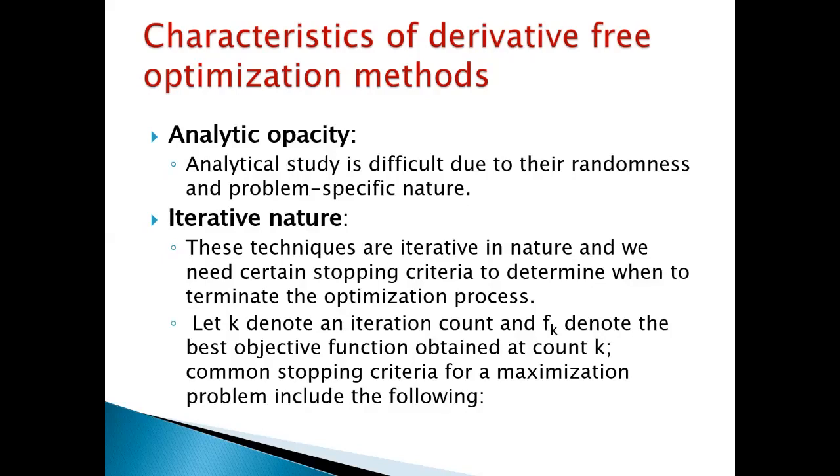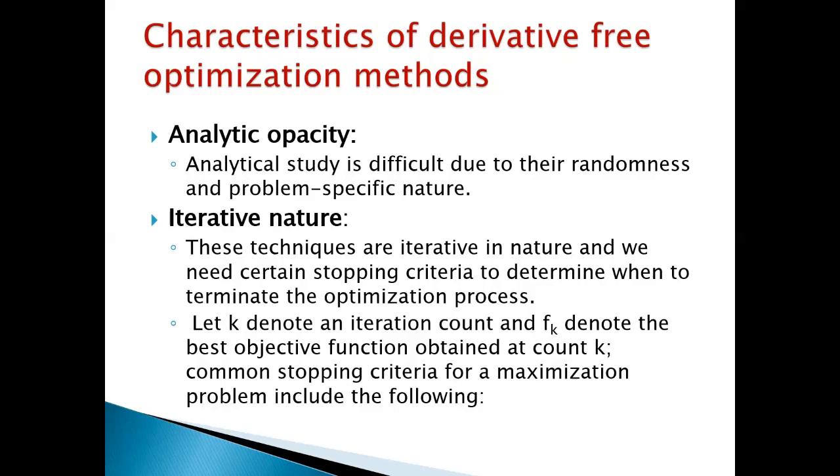Analytically, it is difficult due to their randomness and problem-specific nature, because it will be difficult to analyze what will be the next search direction, what will be the next step length. It is also iterative in nature and we need certain stopping criteria. Like we have in steepest descent and Newton method, that once it reaches a particular optimal solution, you get these values as 0, 0. Here in derivative free based methods, you do not have any stopping criteria. So we need to define that properly.